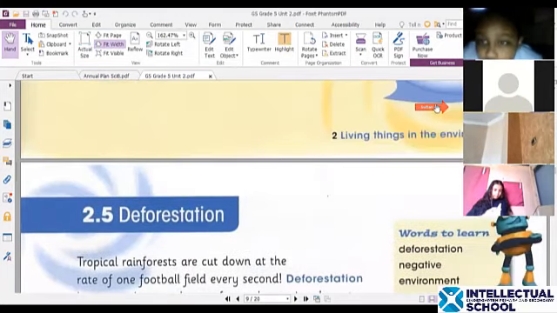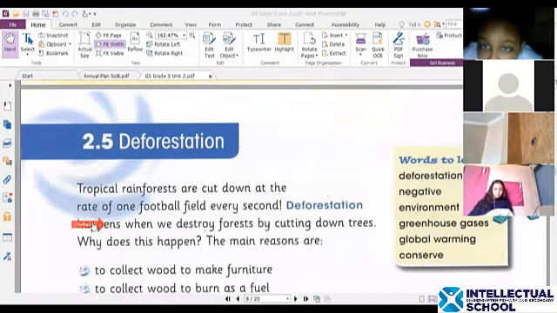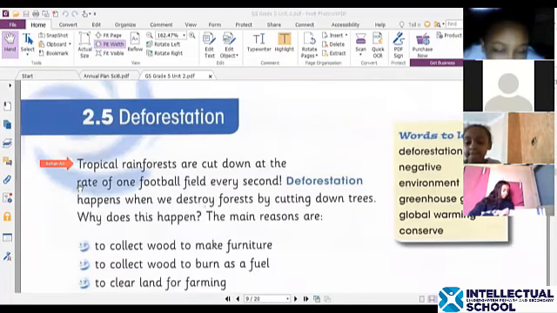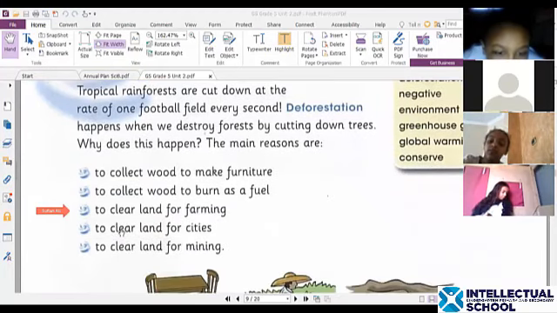Deforestation, actually a very common topic. Ahmed Jamal, can you read it? Tropical rainforests are cut down at the rate of one football field every second. Deforestation happens when we destroy forests by cutting down trees. Why does this happen? The main reasons are to collect wood to make furniture, to collect wood to burn as a fuel, to clear land for farming, to clear land for cities, and to clear land for mining.